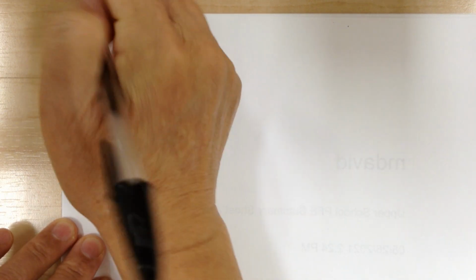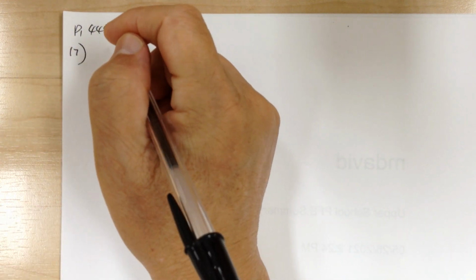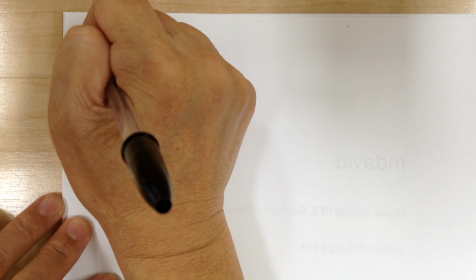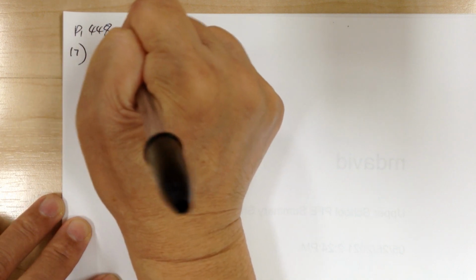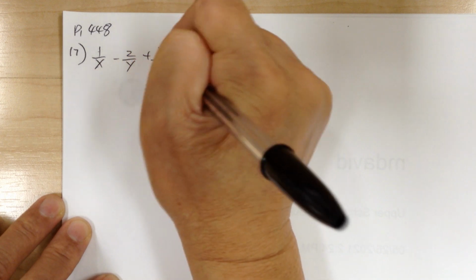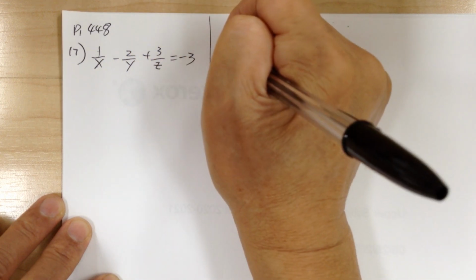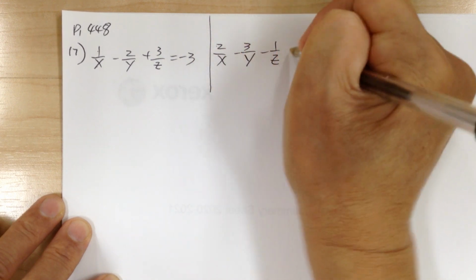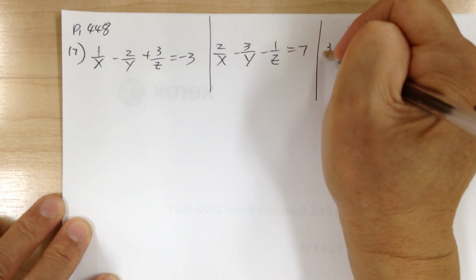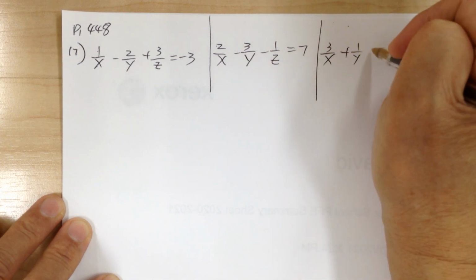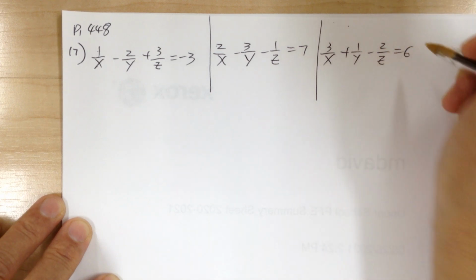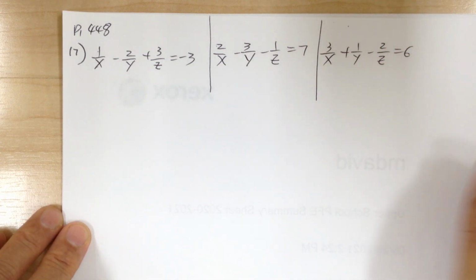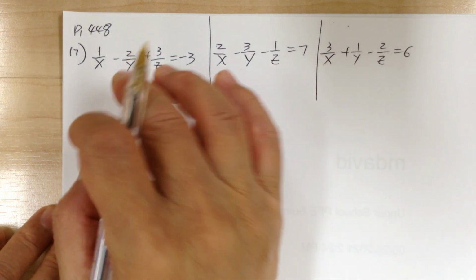Okay, let's go to the next one. Number 17, you kind of have to know the trick for this one, or else it's going to be very messy. So you got 1 over x minus 2 over y plus 3 over z equal to negative 3. And you got 2 over x minus 3 over y minus 1 over z equal to 7. And you have 3 over x plus 1 over y minus 2 over z equal to 6. First thing, if you're going to solve directly, it's going to be very messy because they're reciprocals.